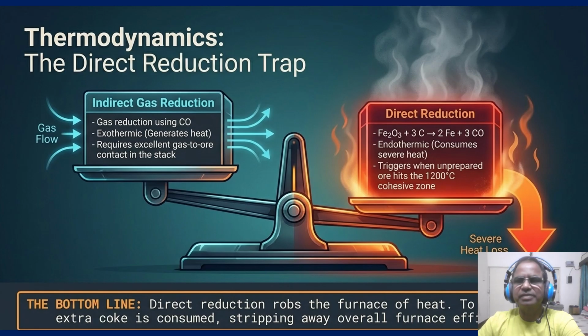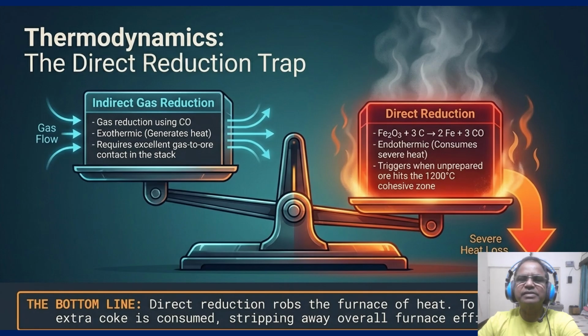This reaction is endothermic. It consumes a massive amount of heat. The orange arrow pointing down on the right represents severe heat loss. The bottom line is the direct reduction robs the furnace of its energy. To compensate, you have to consume extra coke, which strips away the overall energy efficiency of the furnace and forces the reductant rate denominator in our equation to skyrocket.